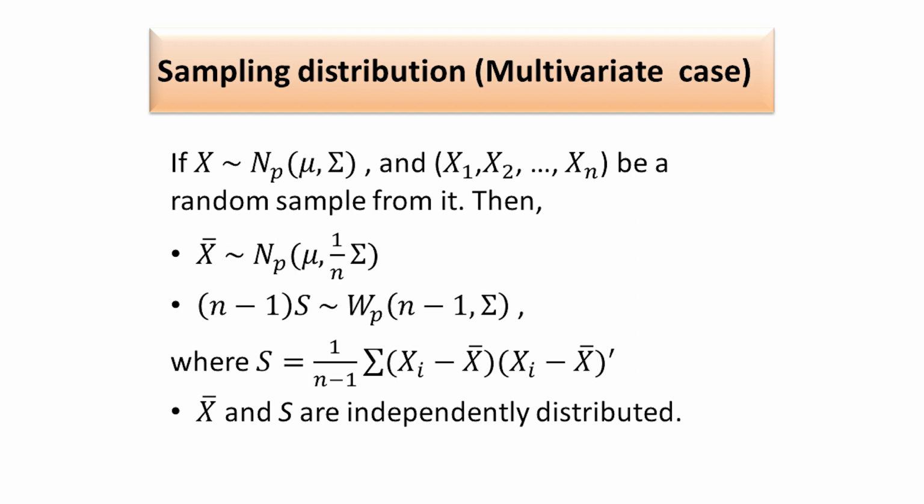Now, the distribution of n minus 1 S, which basically is the sum of squares and sum of products matrix, is said to be Wishart P with degrees of freedom n minus 1 and scale matrix sigma. Further, we note that x bar and S are independently distributed. This has also been observed in the univariate case.